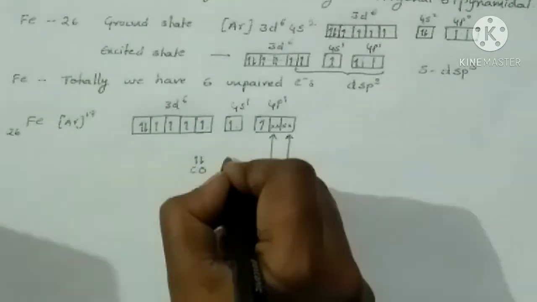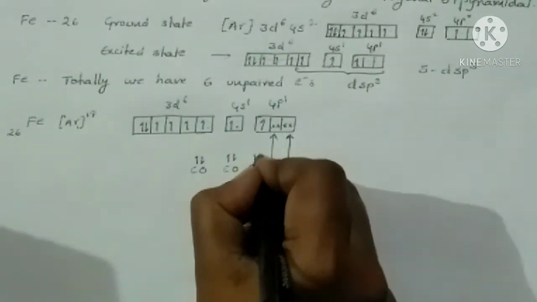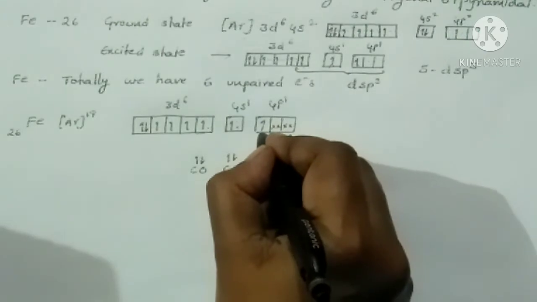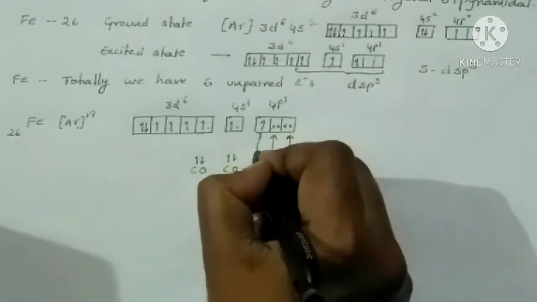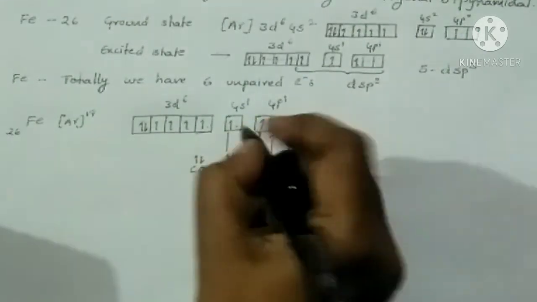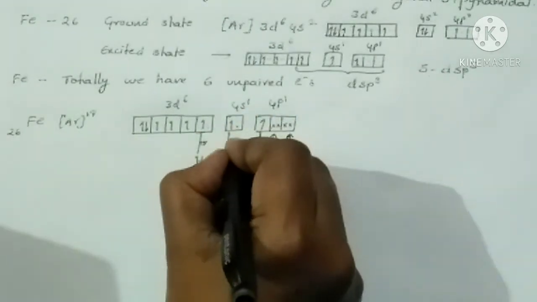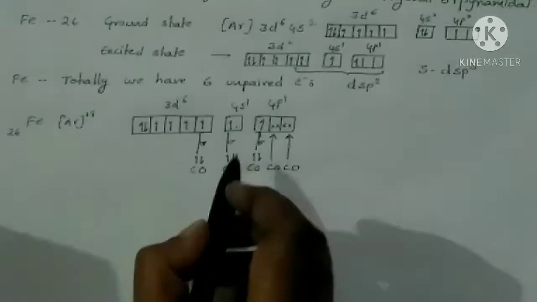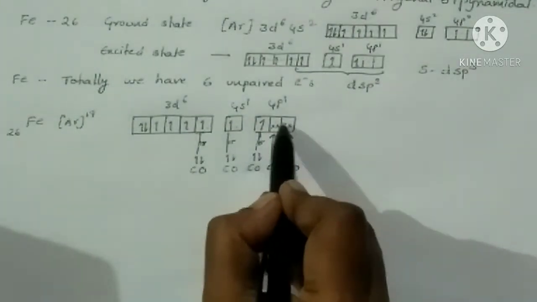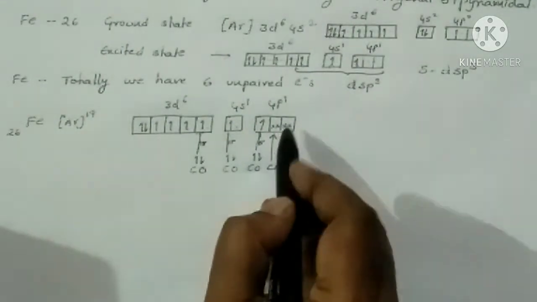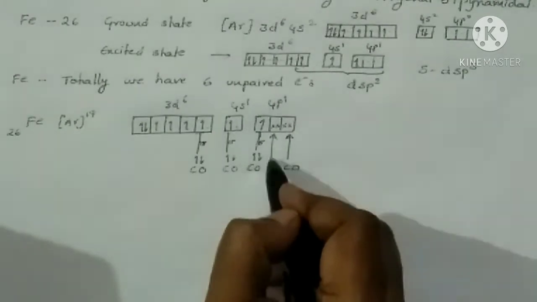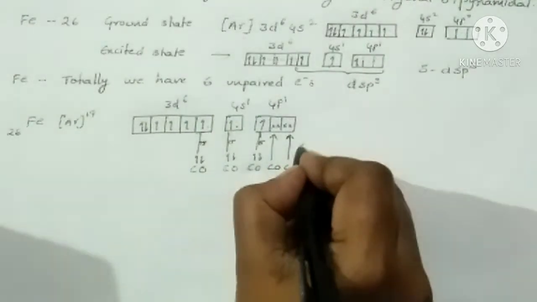Now we have another 3 dsp3 hybrid orbitals left, and here these electrons take up, so each carbonyl having 2 electrons, and this will take up this electron, and this will take up this electron, and this will take up this electron, and forms a sigma bond with carbonyl groups. Understand? So here vacant orbitals accommodate the electrons donated from carbonyl group and form a dative bond.